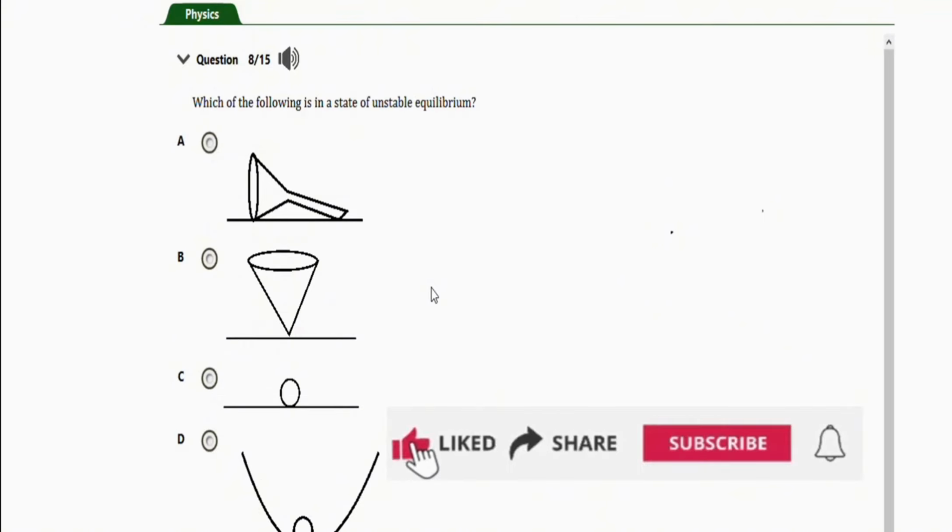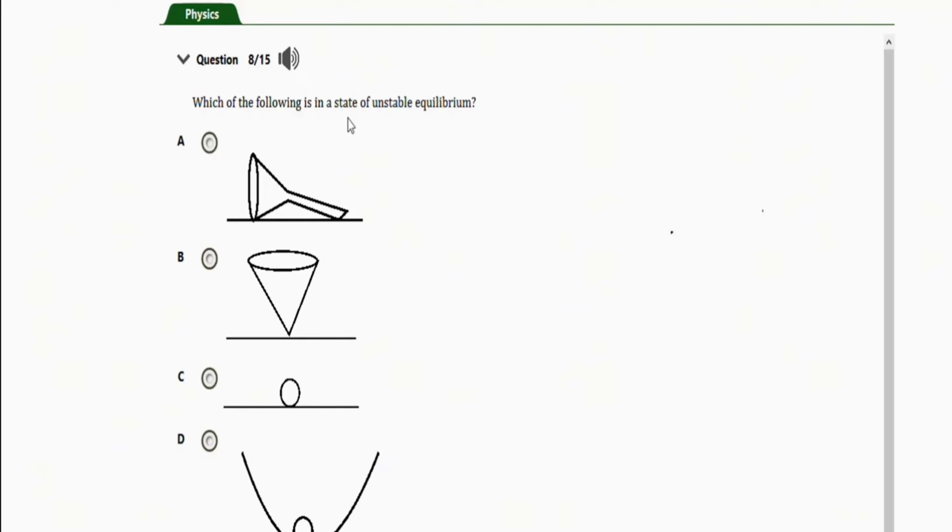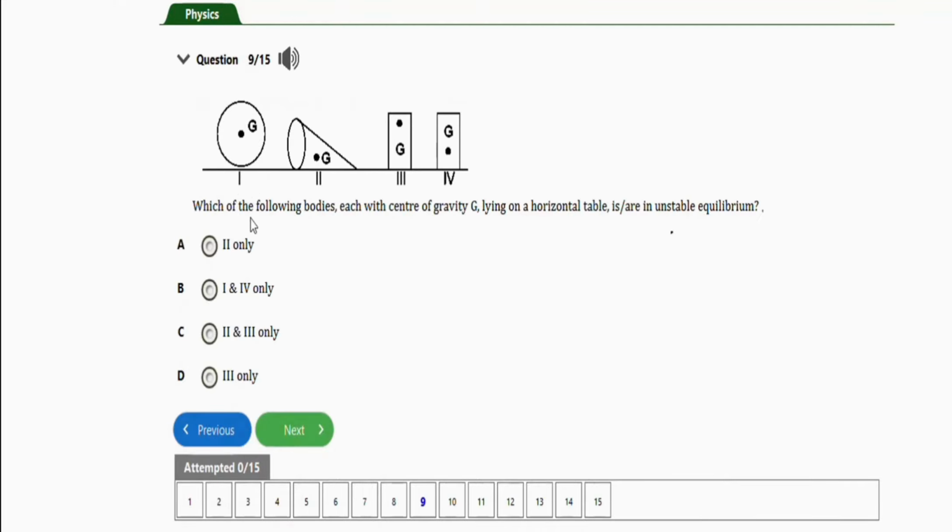The question says, which of the following is in a state of unstable equilibrium? I think we've answered this question before. The correct option here is option B. Alright, next question will be this one. It says, which of the following bodies, each with center of gravity G, lying on a horizontal table, is in unstable equilibrium? So guys, for this particular question, is this figure we have here, this diagram III. Alright, this one my arrow is pointing at. That's the correct option. So option D is III only.